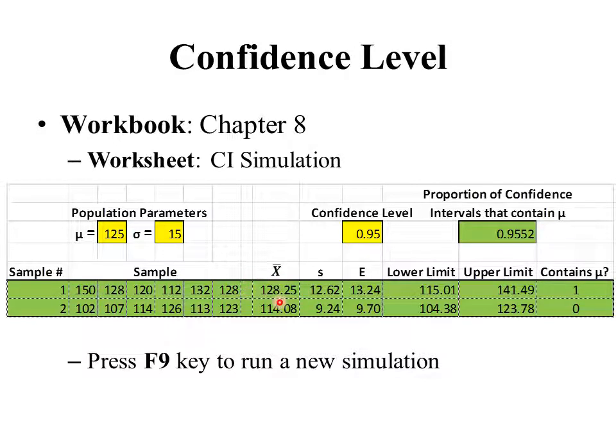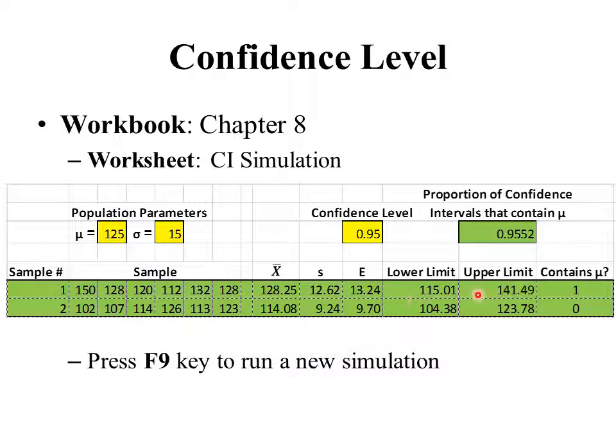Here's the mean of that sample. We just added those up, divided by 6. That's what we got, 128. Here's the standard deviation of that sample. And then it calculates the margin of error. And then our confidence interval. There's the lower limit, there's the upper limit.